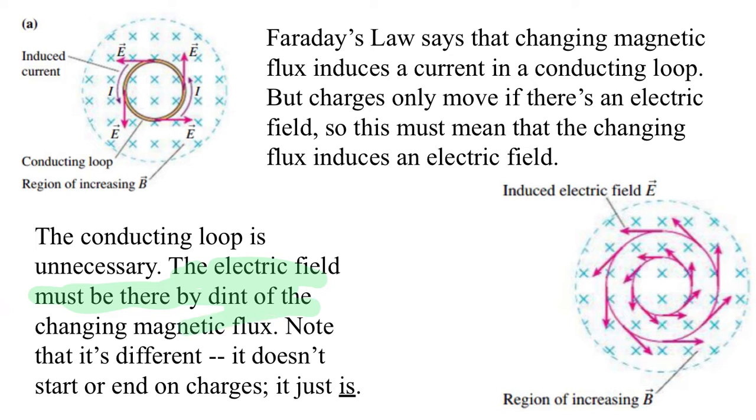Right? Notice that it's different from the kinds of field we talked about before. It doesn't start or end on any kind of charges. It just is. Actually, this is a little surprising because it looks kind of like a magnetic field, which also doesn't start or end on any kind of fixed charge. Right? But we end up saying that we get this kind of circulating electric field that, stacked together, would look like that.